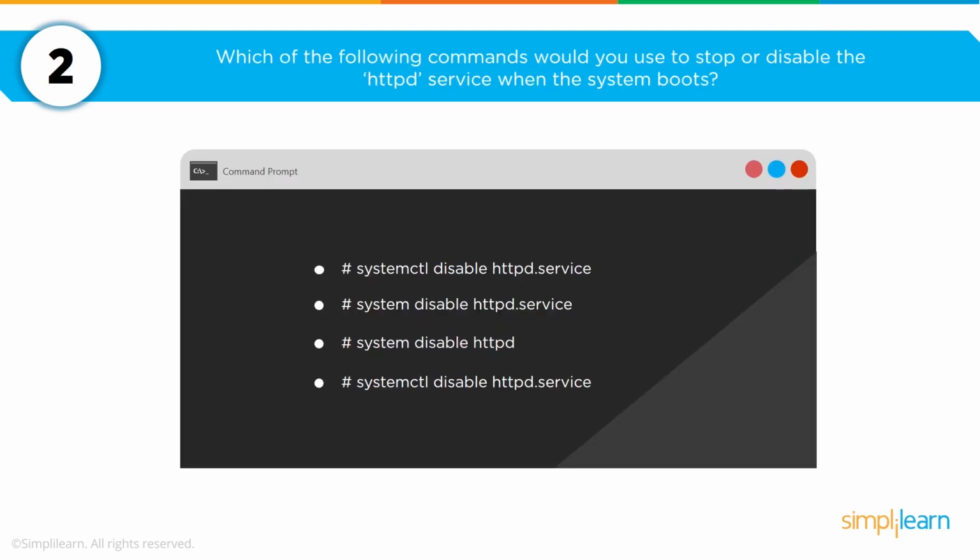You will also be asked some questions such as the following. Which of the following commands would you use to stop or disable the HTTP service when the system boots? And you'll typically get 4 responses: hashtag systemctl disable httpd.service, or system disable http.service, system disable httpd, or the final option, which is systemctl disable httpd.service. Your answer should be the first one, which is hashtag systemctl disable http.service.